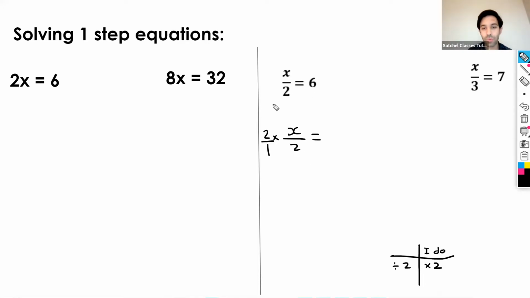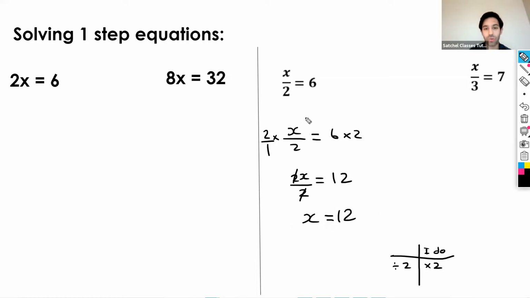And whatever I do to one side, so if I multiply this side of the equation by 2, we'll have to do the same to the other side. It's going to be 6 times 2, which is 12. And what we'll get is 2 times x is 2x, and 1 times 2 is 2. And 2 divided by 2 is 1, so these two cancel out. So what we're left with is x is equal to 12.